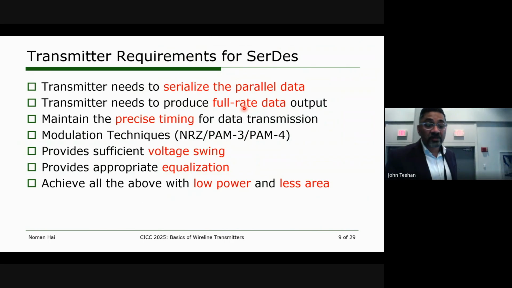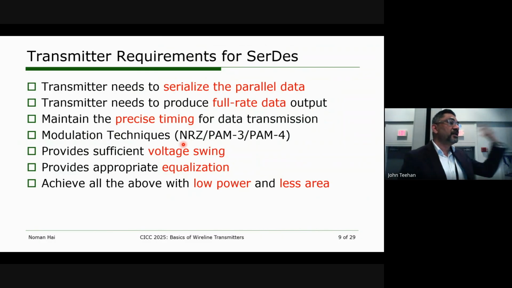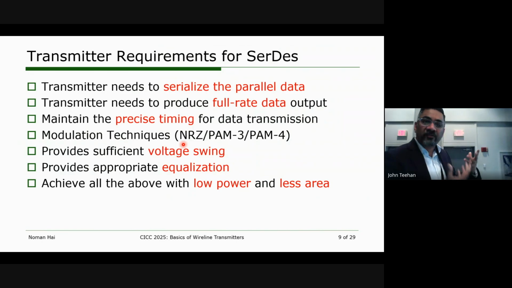We need to know what the modulation technique is. Modulation technique means that once the data is received, it needs to know whether the data is 1-bit information, or 2-bit information, or has different bits of information. We call it modulation. It also needs to provide sufficient voltage swing. Of course, the bigger the swing, the better it is to figure it out.